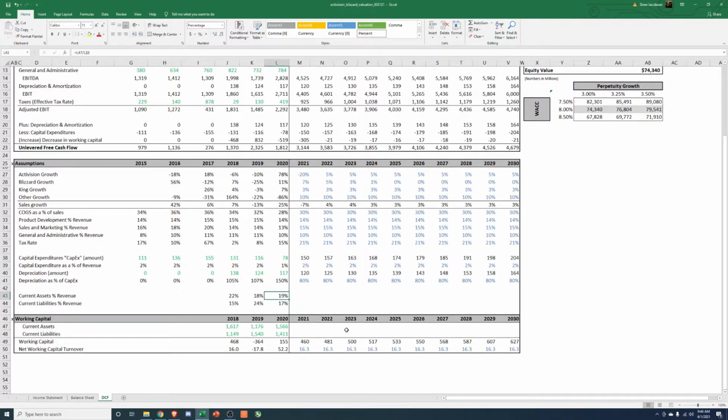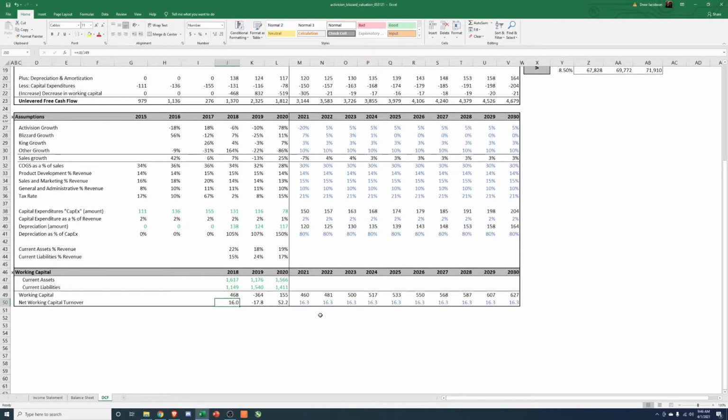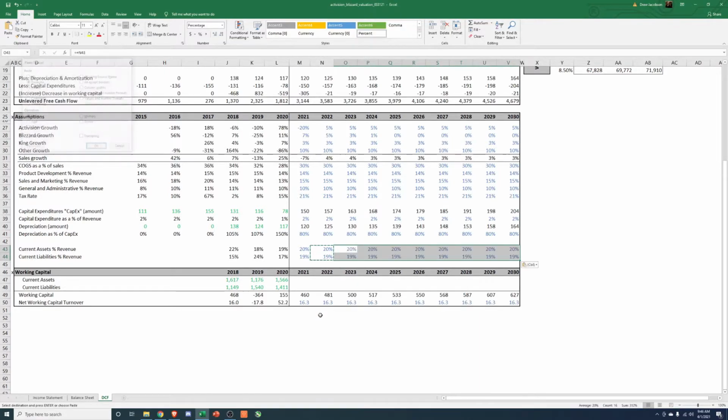And then current assets, current liabilities as a percent of revenue. If you look at the net working capital turn, which is your net working capital divided by your revenue, it's all over the place. But if we look at it as a percentage, this is averaging 20% and this is averaging 19%. So maybe for starters, we'll just leave those at 20 and 19%. And we'll see where we get on the valuation spectrum here.